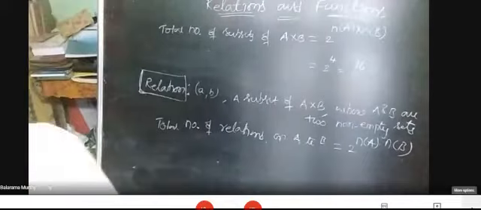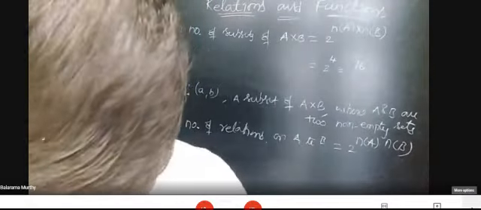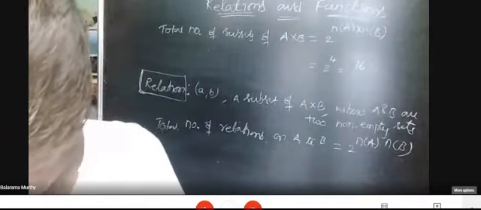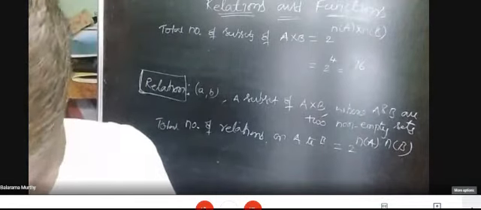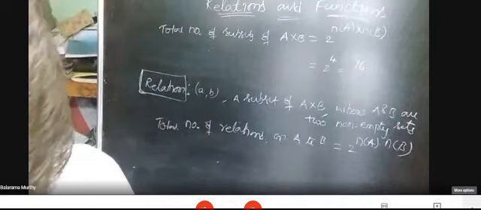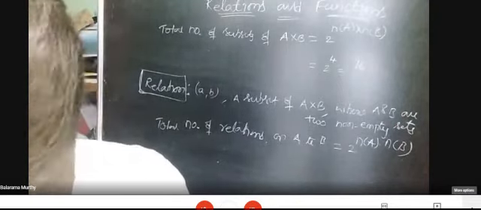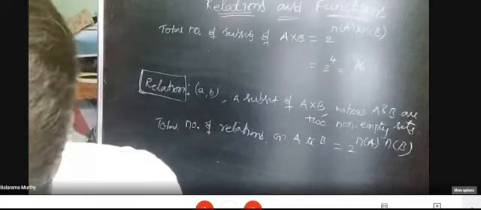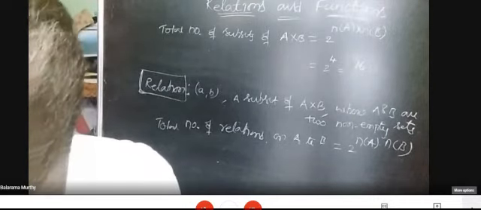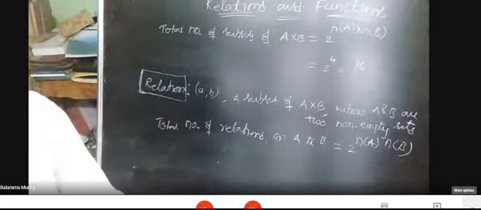Next. Types of relations. How many types of relations are possible? Two, sir. What are they? Empty relation and universal relation.